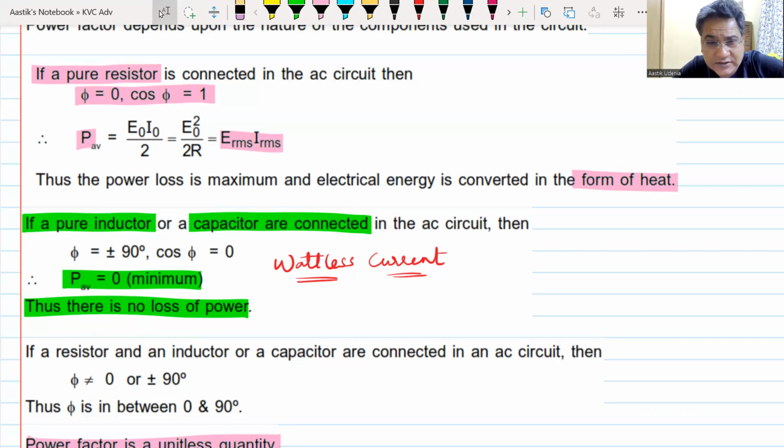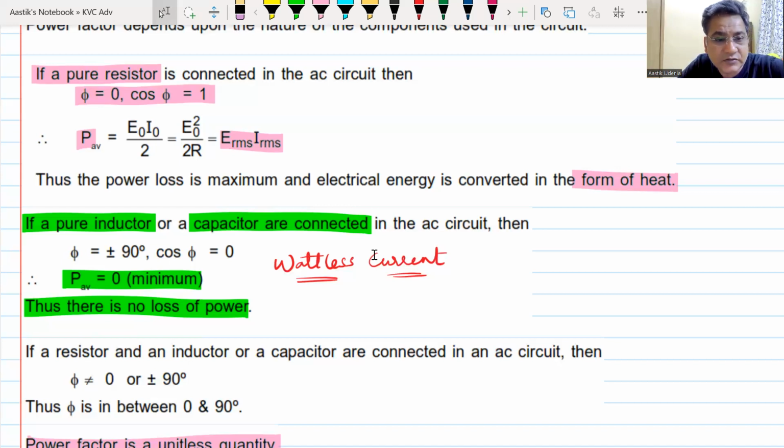If you have a combination of inductor with resistor or capacitor with resistor, the value of phi will lie between 0 and 90. In that case, your power factor will lie somewhere between 0 and 1. Do we remember this? Yes, sir.